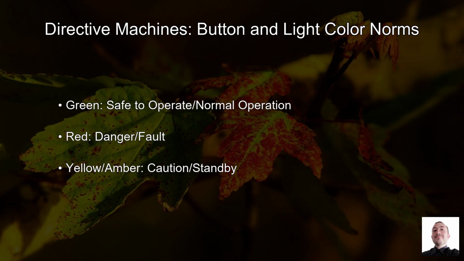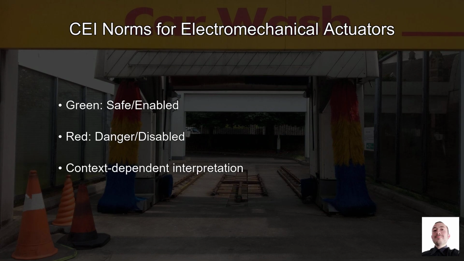When designing HMIs, consider the context of use. In a manufacturing environment, green might indicate a machine is ready to start, whereas in a medical device, it could mean the device is functioning correctly. Always align color usage with the user's expectations in the specific application context. And here's why that matters.